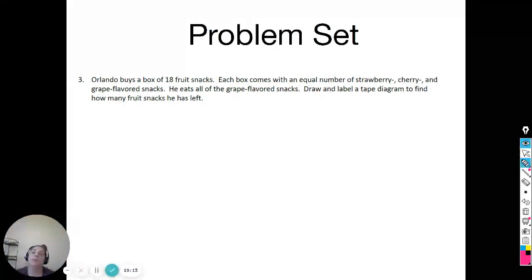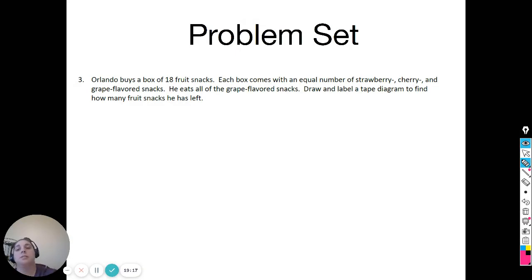All right. Orlando buys a box of 18 fruit snacks. Each box comes with an equal number of strawberry, cherry, and grape-flavored snacks. He eats all the grape-flavored snacks. Draw and label a tape diagram to find out how many fruit snacks he has left.